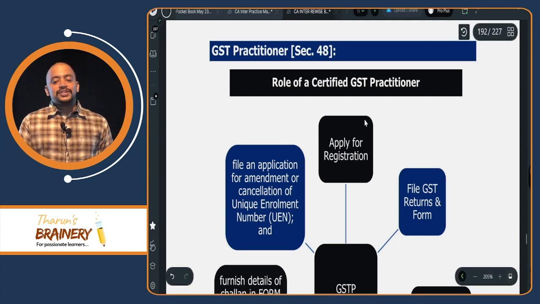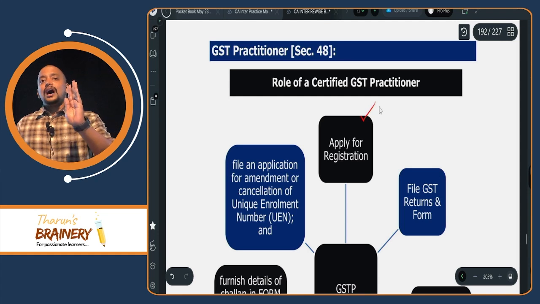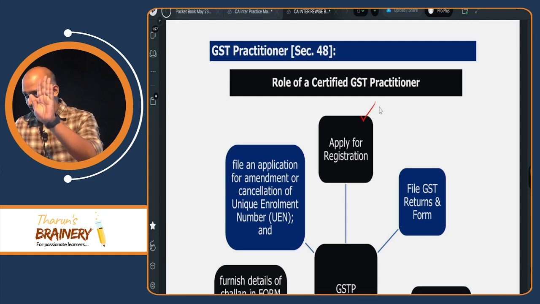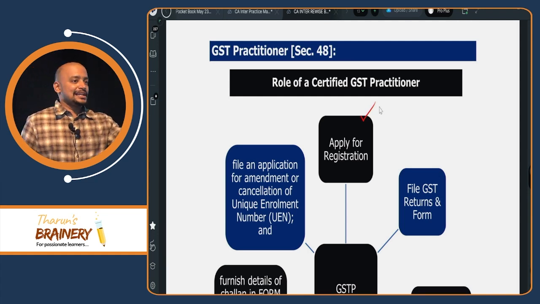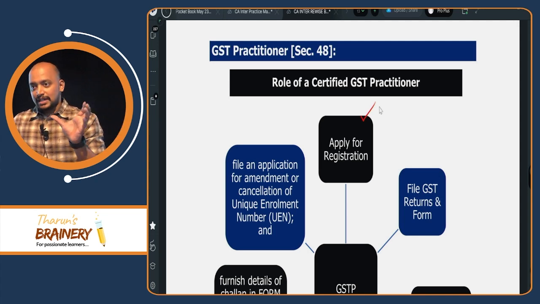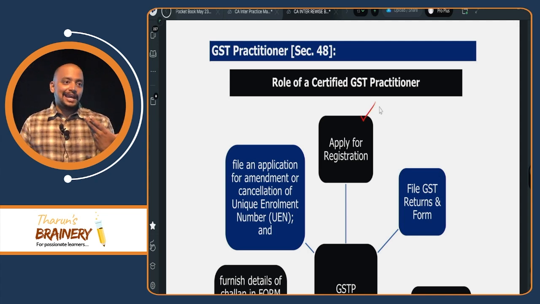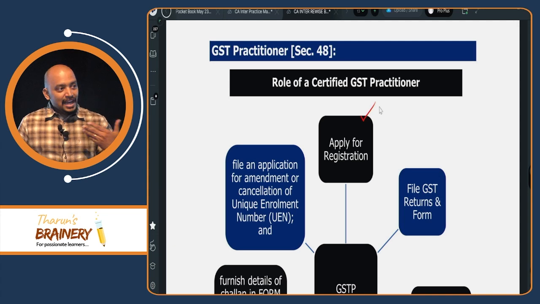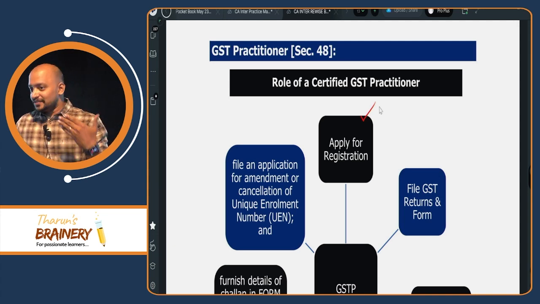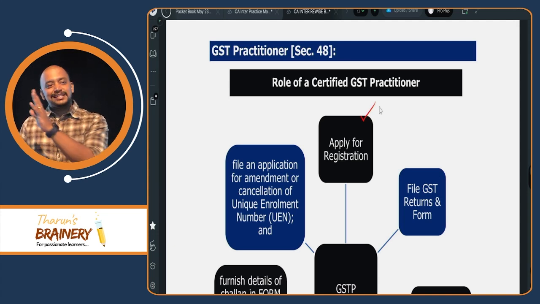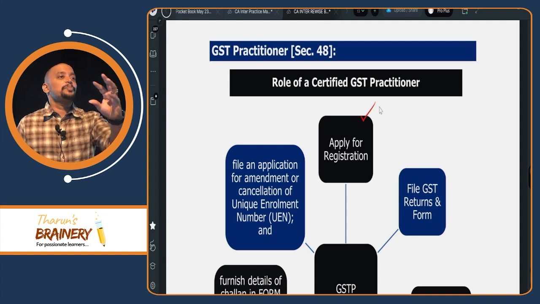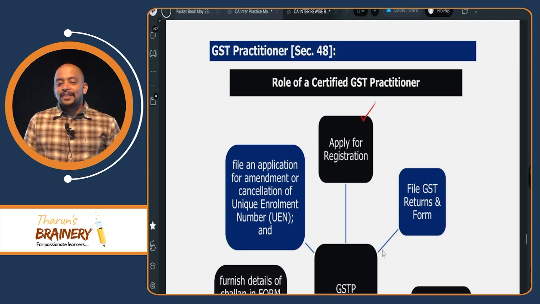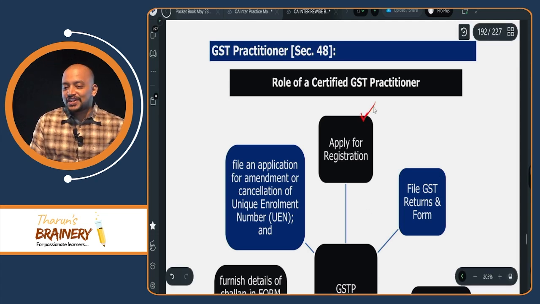They can apply for registration. Like all article students, whatever work they can do, those work GST practitioners will do. That is after qualifying CA intermediate, you will work as a bonded labor in the firms. So there you will be doing certain works. Those works only GST practitioner can do. Means GST practitioner is like a competition to you. Okay. So they can apply for registration.